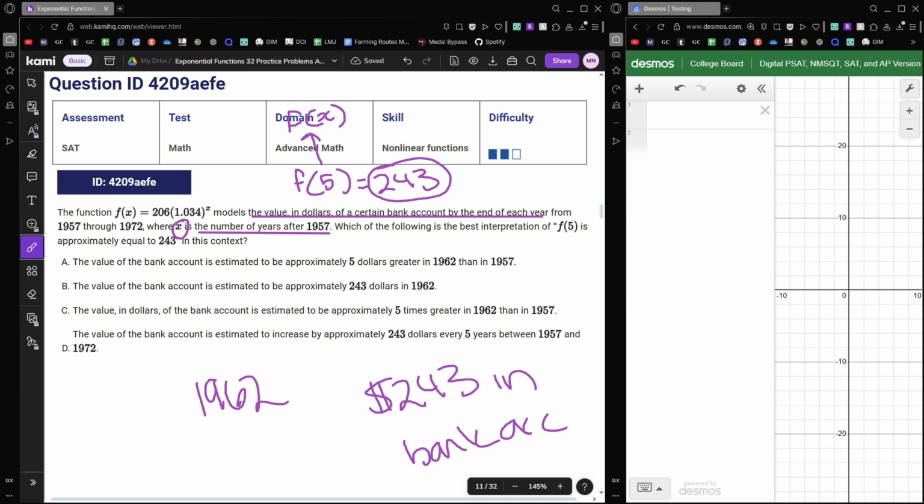Now let's look at our answer choices and see what would match that interpretation. A. The value of the bank account is estimated to be approximately $5 greater. We did not say anything about $5 greater, so A is not our answer. B. The value of the bank account is estimated to be approximately $243 in 1962. That matches up, so B will be our answer.